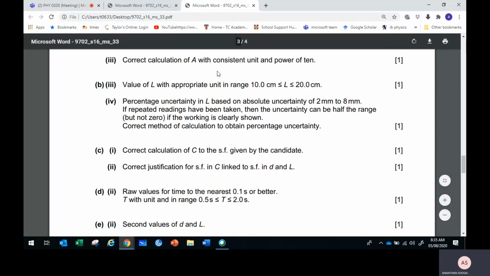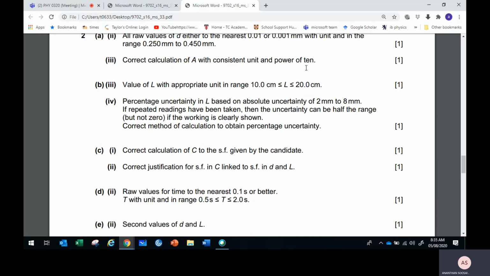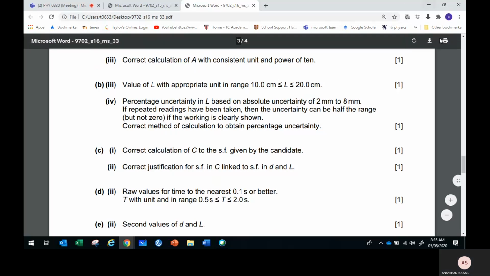Okay, correct calculation of A with a constant unit and power of 10. A, they just said correct calculation. That means use the correct formula. The final answer is correct, you get mark. Correct unit. You put millimeter, then area is what? A is area, right? Millimeter square, the unit 1 mark.